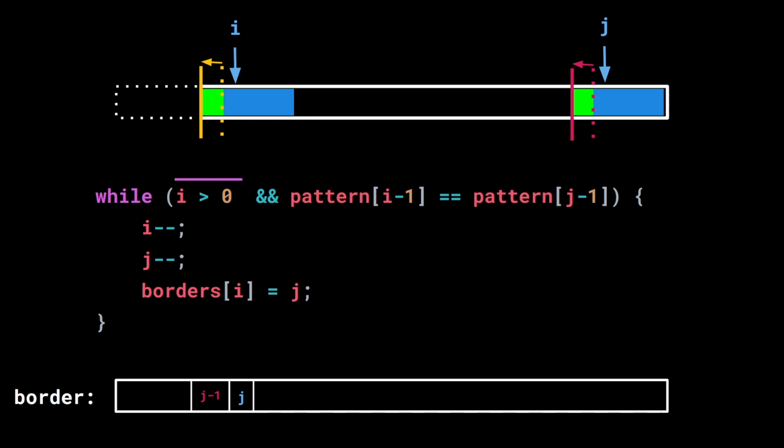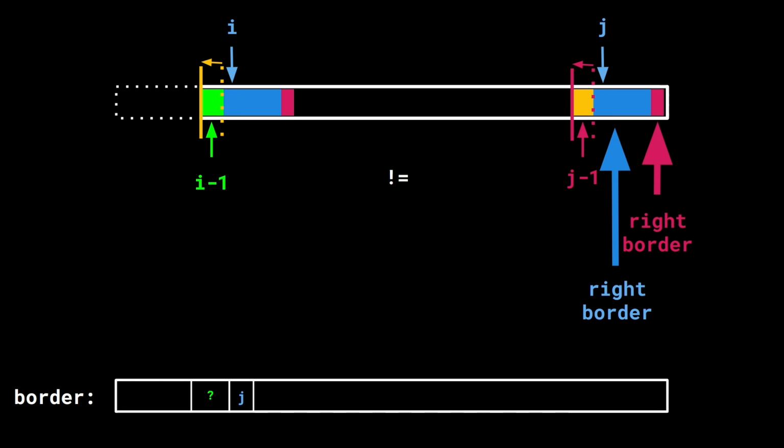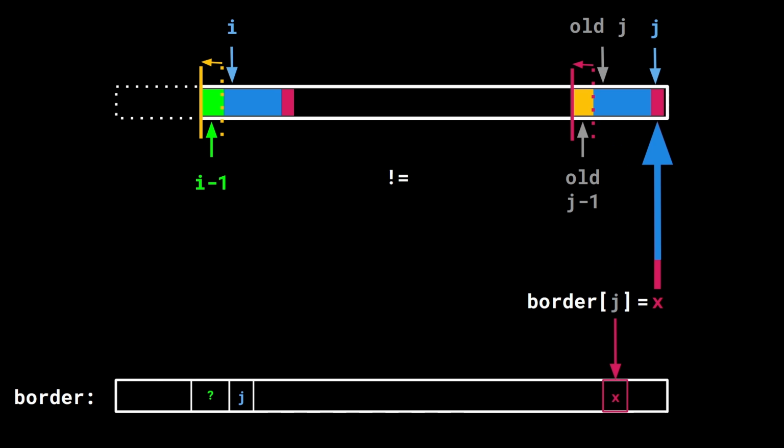But that was only the easy, obvious case. When the characters P[I-1] and P[J-1] are different, we are interested in the right border of the right border of I. Because border of I is J, we want to get the value of border of J, which is the position of the beginning of the pink border, and we use this value to update the value of J.